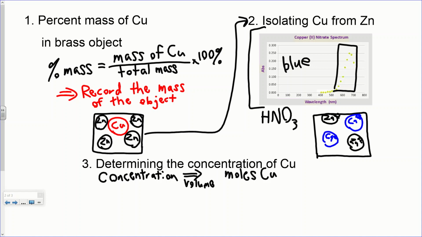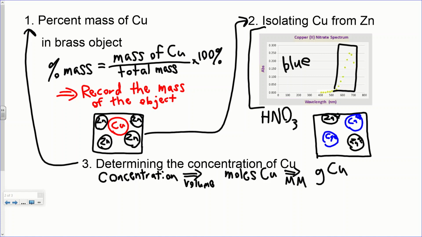And then, so we get the moles of copper, then we're going to have to multiply by the molar mass of copper to get the grams of copper. Once we have the grams of copper, we can find the percent mass of copper, which is what we were trying to find all the way over in step 1. Okay? So if we know the concentration of copper, we can now find what we were looking for.